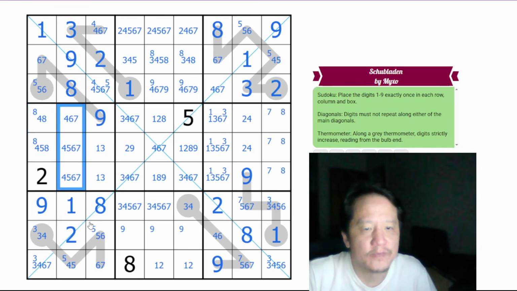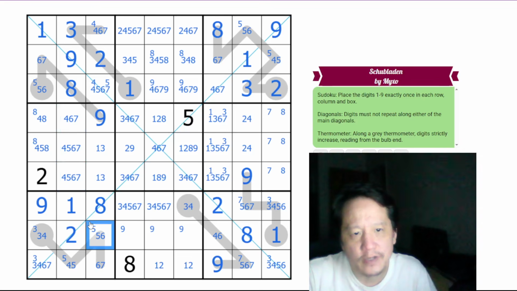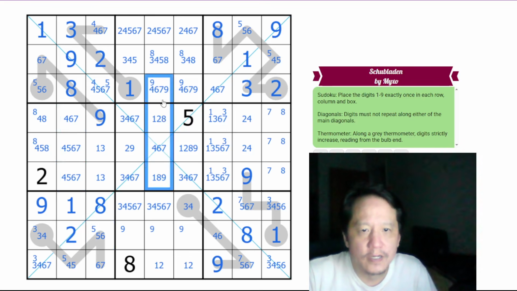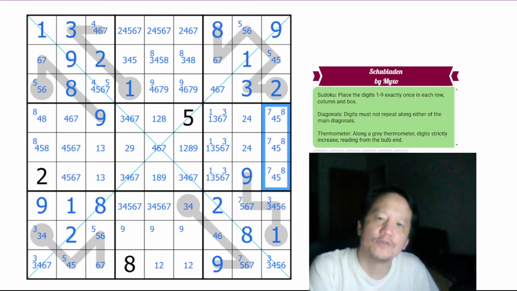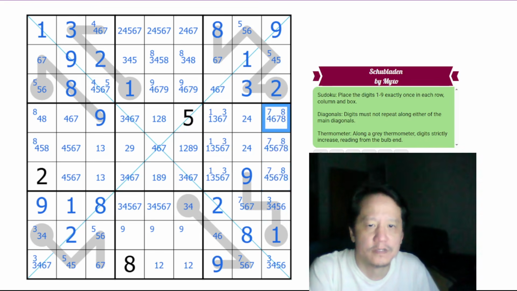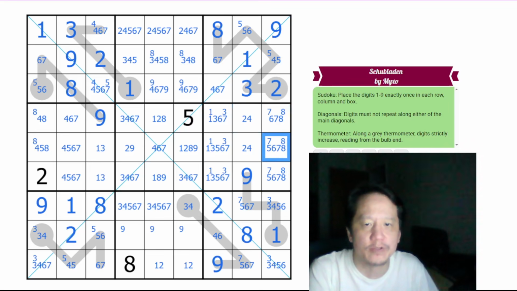Right, 6 and 7 have to be here. Oh, duh. Okay. Remaining digits of column 9. We have 4, 5, 6, 7, 8. No 5 here because of 5 in the row. No 4s here because of 4s in the 2, 4 pair in the box.